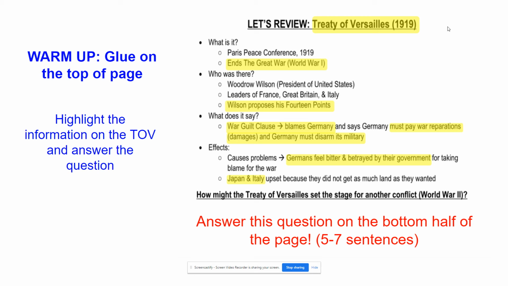And then on the Canvas assignment for today, it says respond to this question. So you're going to do that in the text box. In 5 to 7 sentences, I want you to answer how the Treaty of Versailles is going to set the stage for World War II. When you're doing this, make sure you're being specific. Why is Germany going to feel bitter? What happened to Germany? What did the treaty say?